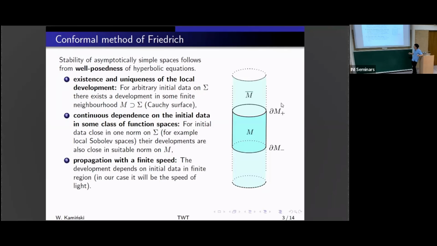Okay, and so also I added, this is not the proper well-posedness, but we also have some other nice properties of this hyperbolic equation, like propagation with finite speed, that sometimes are useful in the study of this equation, because we can do everything locally. So we don't need to care about global properties of the Cauchy surface, only local. Okay, so how does stability of de Sitter follow from these properties?